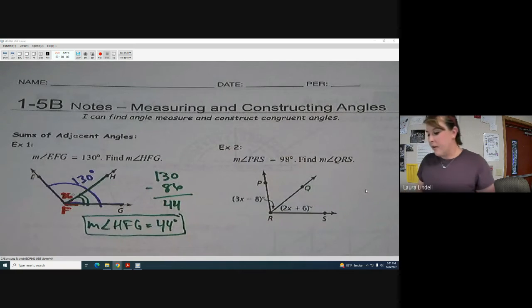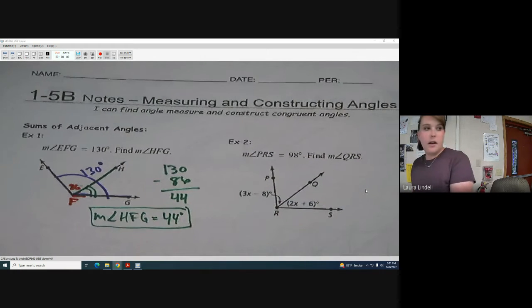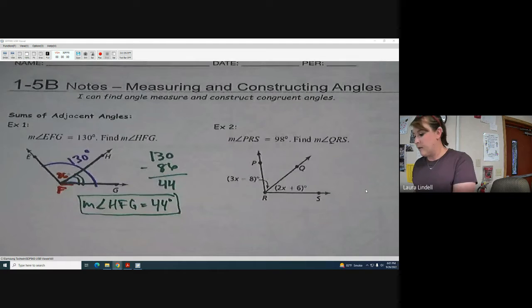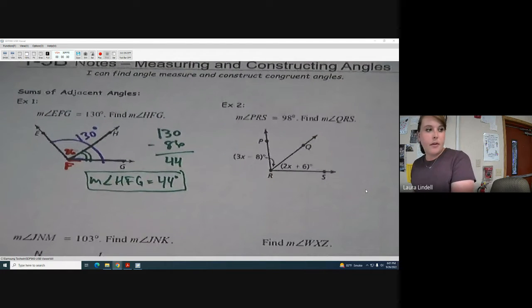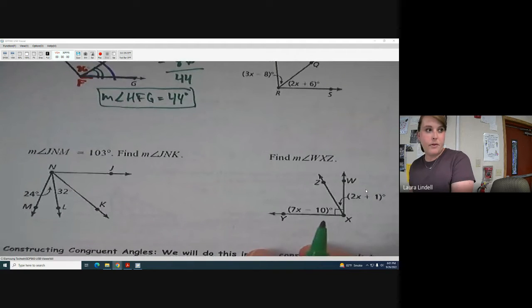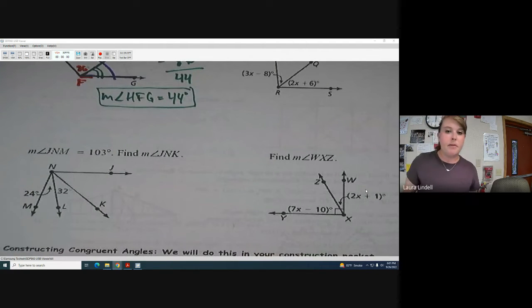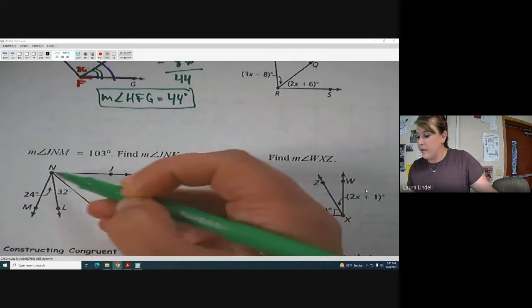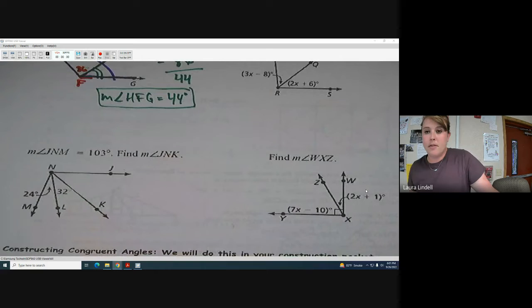All right. So that's a simpler case. Let's do another one that's sort of like that simpler case. So off of example one, down below it, we have another picture here. Angle JNM is 103 degrees. It gives us these two angles here. We want to find JNK. So pause the video for a sec. See if you can find angle JNK using the exact same thing that we just did right up here.